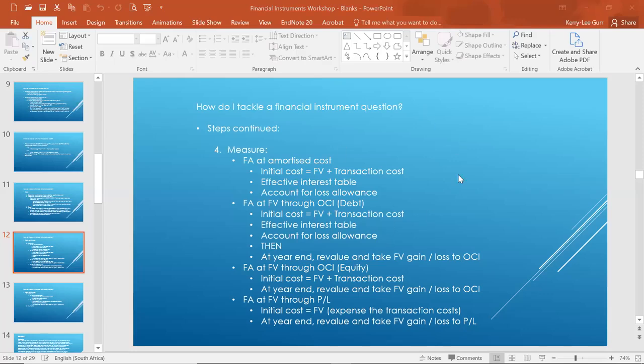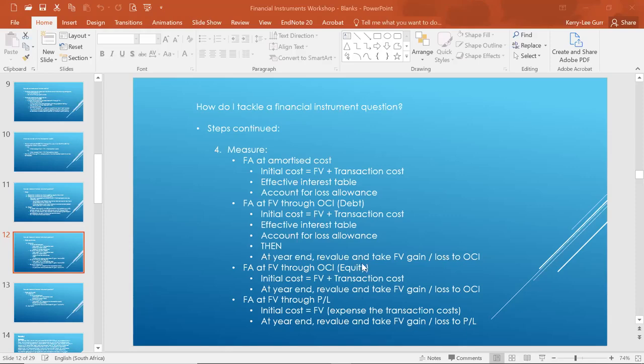Okay, we're also going to look at your basic measurement. So when we're using a financial asset at amortized cost, what we're going to be applying is fair value plus our transaction costs. For our effective interest table, you'll see that coming through to work out what is our interest, what are our payments, and we may need to account for any loss allowance. Our fair value through OCI debt is a very similar method. The only thing is we're going to add in here looking at revaluation at year end and taking any fair value gain or loss directly to OCI.